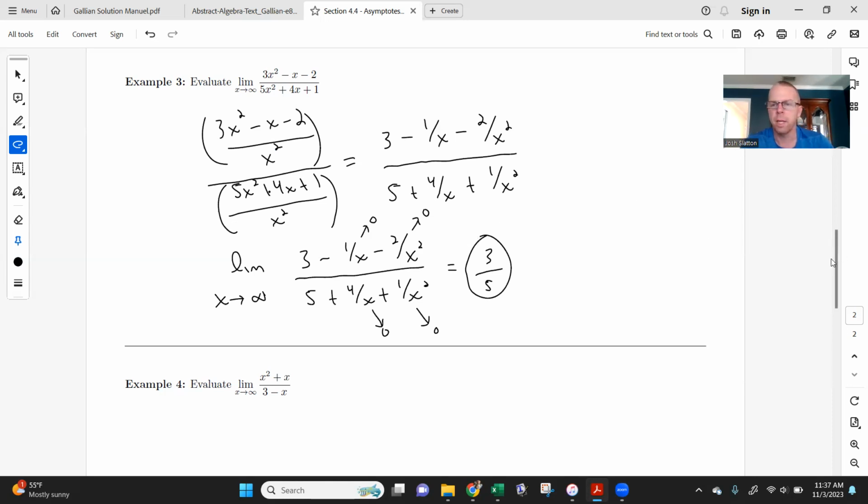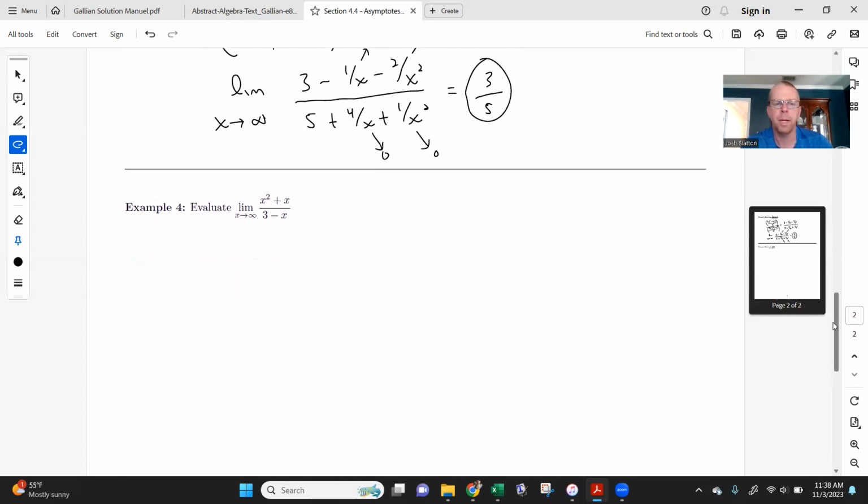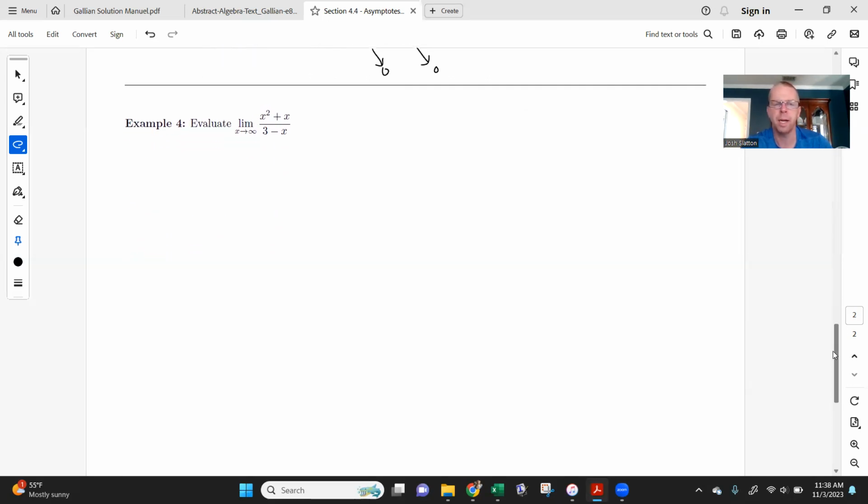All right, let's look at the next one. And same idea, we are going to pick the highest exponent and divide each term in this rational function by that exponent. And we'll write the limits in as we go. So x squared plus x over x squared, and then on the bottom, we have 3 minus x over x squared.